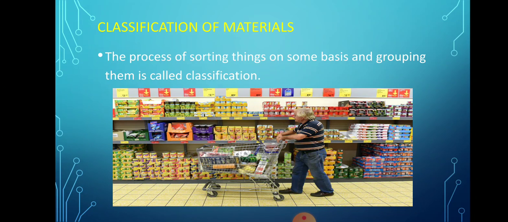Now first, we'll see what classification is and why there is a need for classification. Classification of material is a process of sorting things on the basis of some property. They are being grouped. This is known as classification. In the picture you can also see a shopping mall where different things are arranged. They have a particular place.